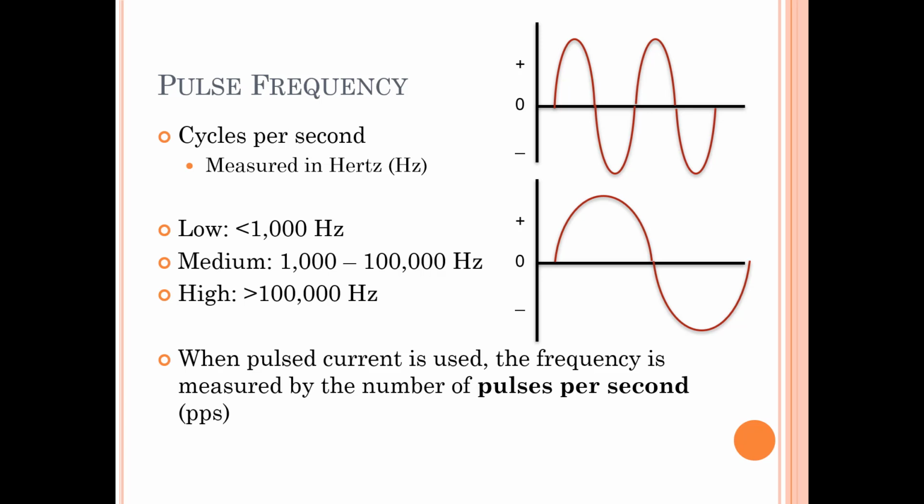An example of a medium pulse frequency modality are interferential and Russian currents. They have a pulse frequency of between 1,000 and 100,000 hertz. An example of a high pulse frequency modality is diathermy. It has a pulse frequency of greater than 100,000 hertz. In modalities, it is common to use a pulsed current. The frequency is measured by the number of pulses per second, or PPS.